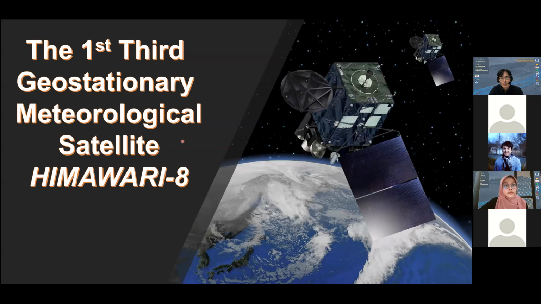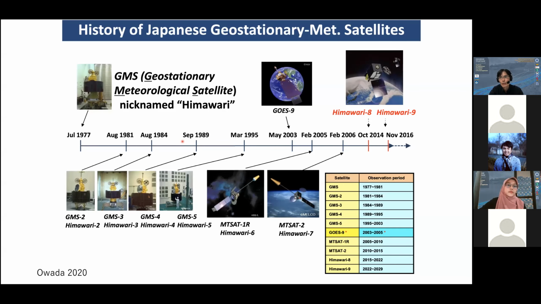The Japan Meteorological Agency has a long history of operating geostationary satellites. Since July 1977, starting with the first generation, we have had GMS 1, 2, 3, 4, 5. But unfortunately, there was a big mistake and we failed to release a satellite. So we borrowed GOES-9 from NOAA to replace the data. After that, we got the second generation MTSAT data.